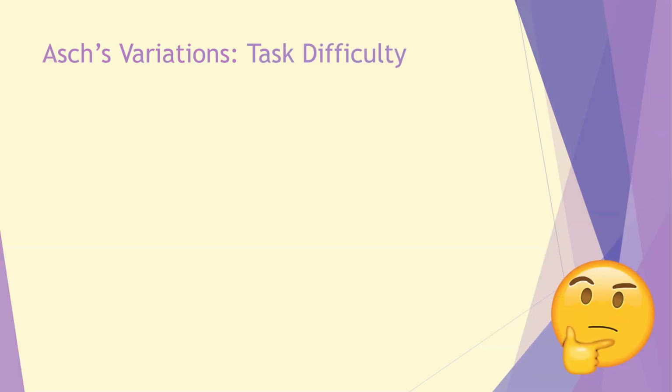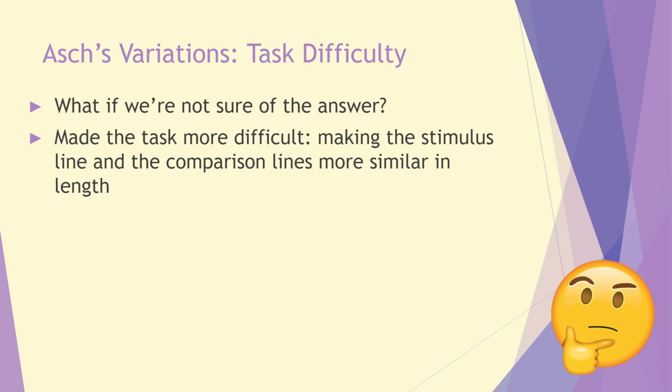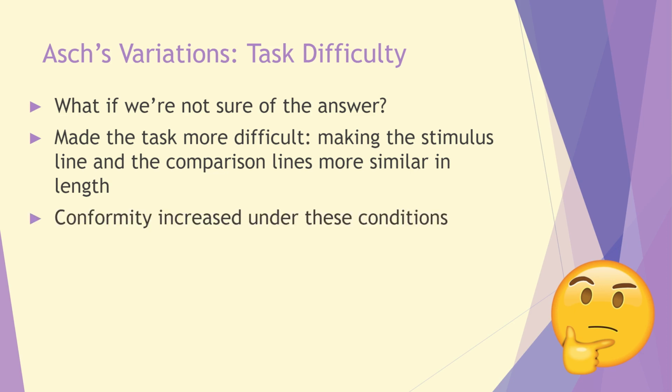And finally, task difficulty. What if we're not sure of the answer? As you might remember in Asch's original research, the difference between the correct answer when comparing the comparison lines and the stimulus line was very obvious because the line lengths differed a lot. What Asch then did is he made the test more difficult. He made the stimulus line and the comparison lines more similar in length, so it wasn't very easy to judge which one was the same length. What do you think happened to conformity? Conformity, unsurprisingly, increased under these conditions.